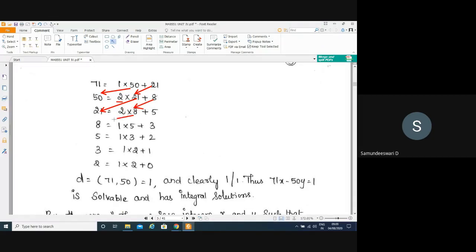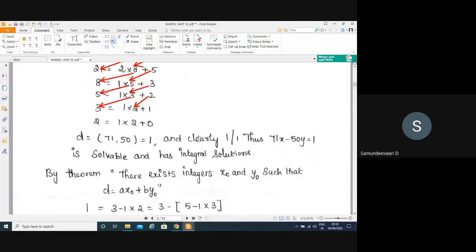Again do the same procedure. Divide 8 by 5: 1 into 5 plus 3, so the remainder is 3. Again 5 by 3: 1 into 3 plus 2. Again 3 by 2: 1 into 2 plus 1. Again, 2 is the divisor and 1 is the remainder. Again do the same procedure.